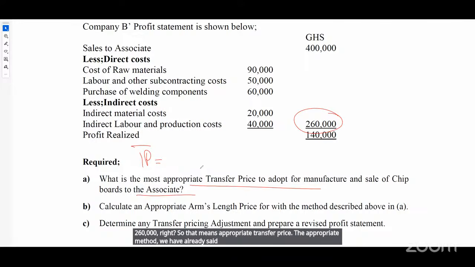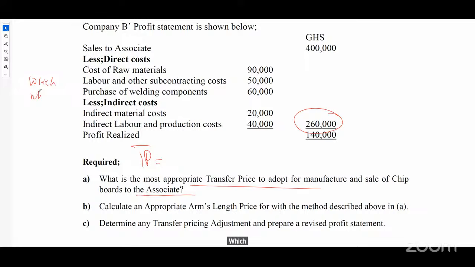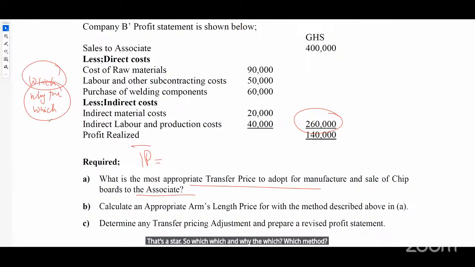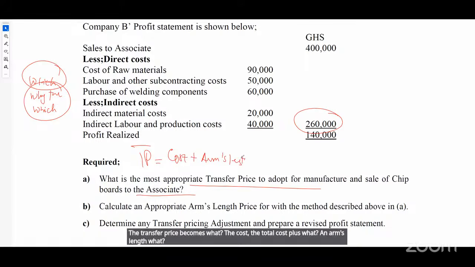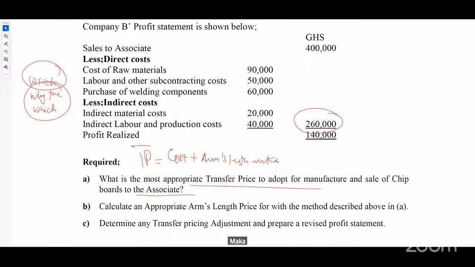So that means the appropriate transfer price, the appropriate method, we have already said it. I told you always say which method and why the method. That's the style. Which method? Cost plus. Why that method? Because they are involved in manufacturing. Are you getting it? Okay. So the transfer price becomes what? The total cost plus an arm's length markup. Do you get it?